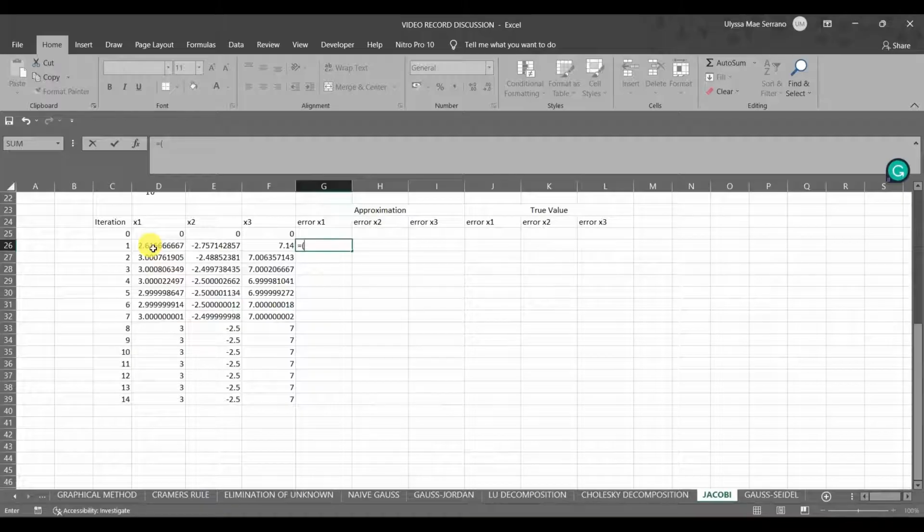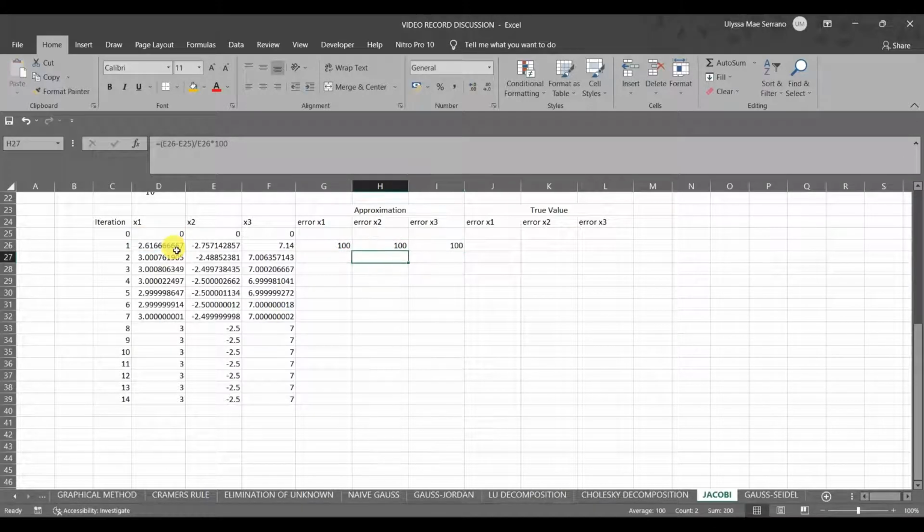So, this is simply current minus previous divided by the current multiplied by 100. So, just simply copy paste. So, just recheck if you copied it right.